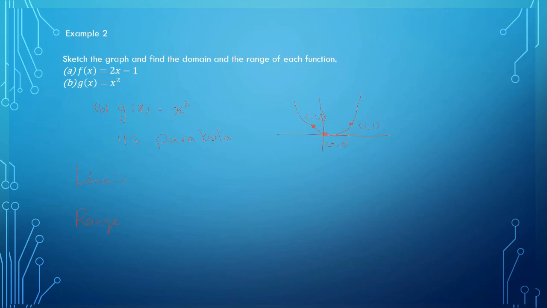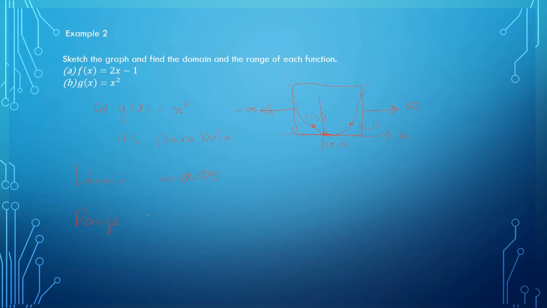We draw the rectangle and see what happens. For the x-axis, we can find that the parabola grows like this and like this. So the rectangle grows like this to infinity and grows like this to minus infinity. So x is between minus infinity and infinity, and this is our domain.